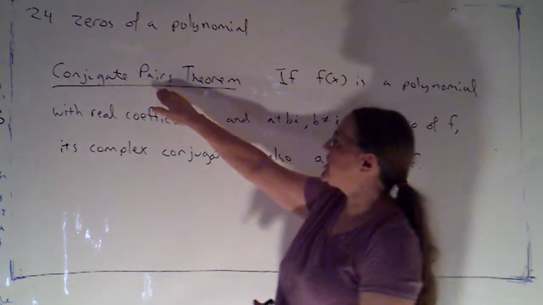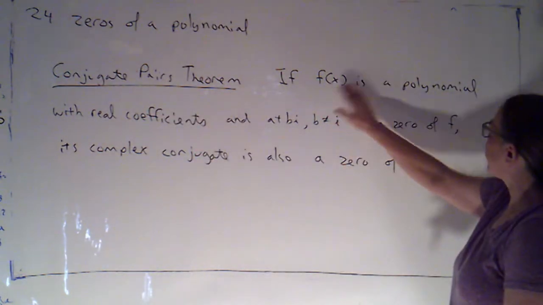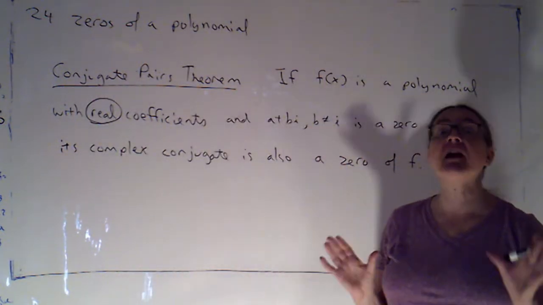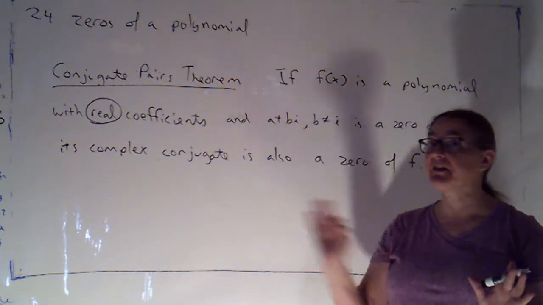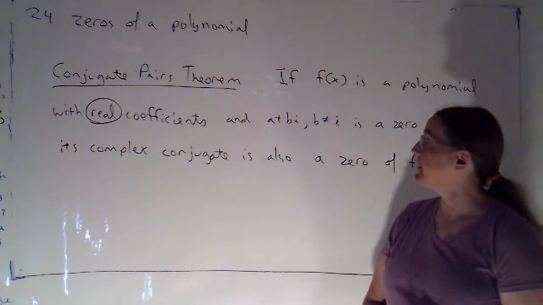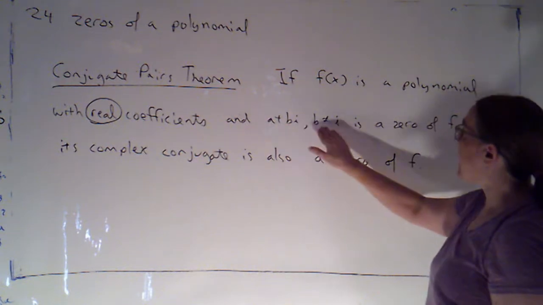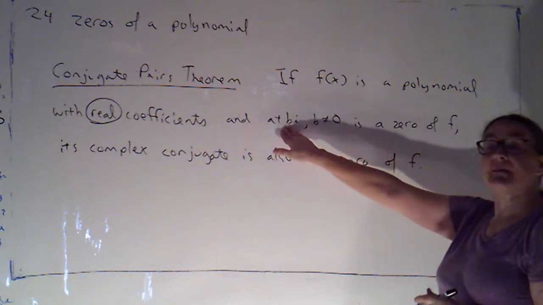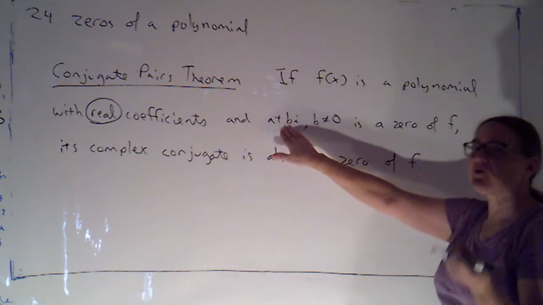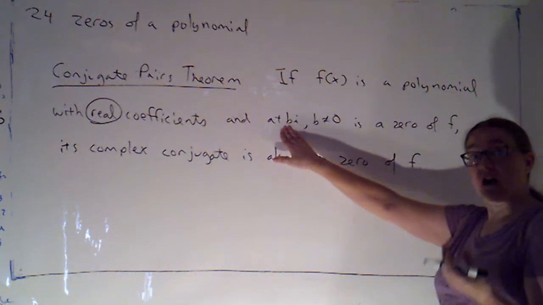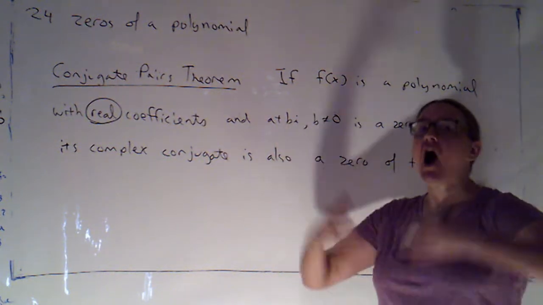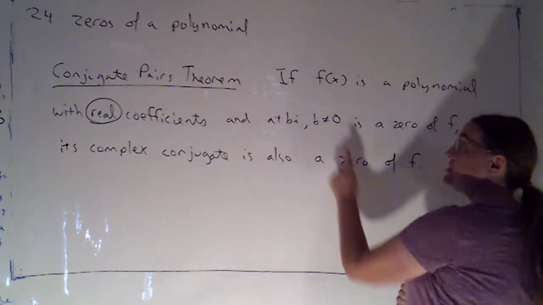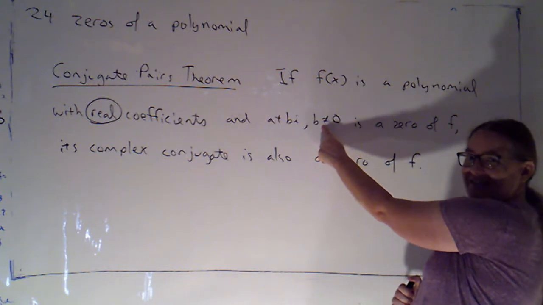So I'm going to start with the conjugate pairs theorem. That says this: if f of x is a polynomial with real coefficients, so that just means that the imaginary number i doesn't show up at all in the coefficients of my polynomial. Okay. And then if a plus bi, where b isn't 0, is a 0 of f, that just means that this is complex and not real. It's not enough for me to say that it's a complex 0, because real numbers are part of the complex numbers. So I need to specify that this is not real, and I do that by saying that the imaginary part is not 0.